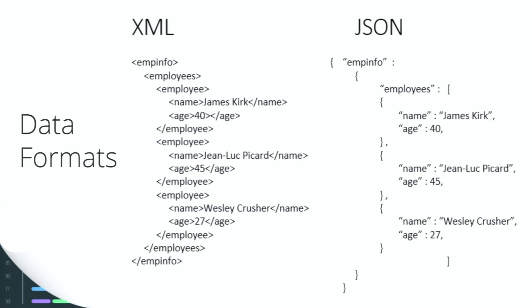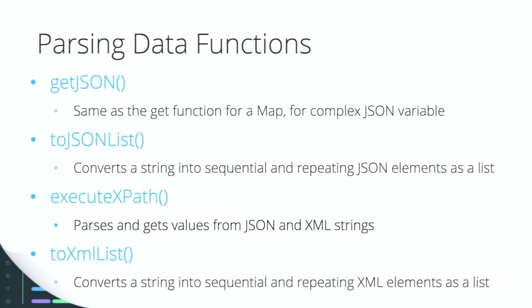And so in order to pick pieces of information out, I have to use a couple other functions, and those are called getJSON and JSON list, if you're working with JSON data types. And if you're working with XML data types, they're similar, just different names, because we didn't want to make it too easy for you. We've got execute XPath, which sounds pretty scary, but it's not really. And then toXMLList.